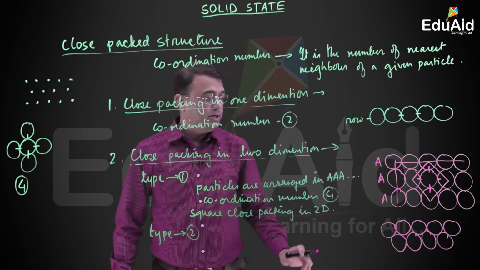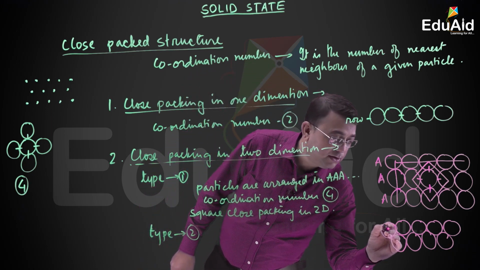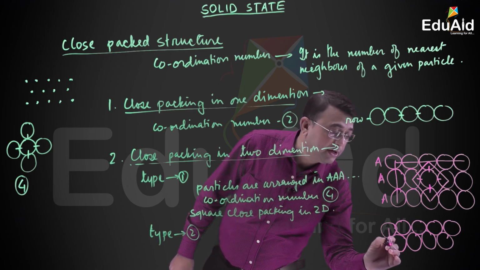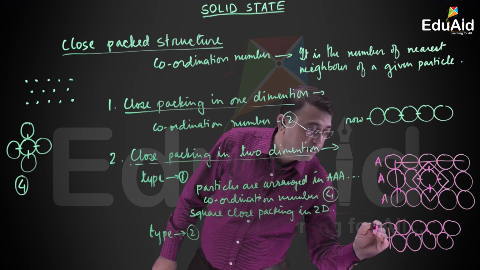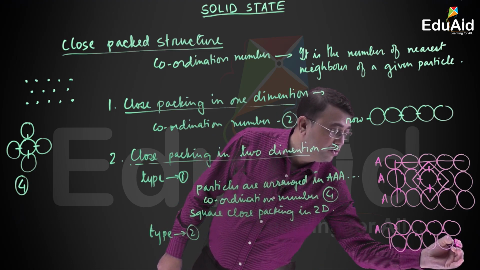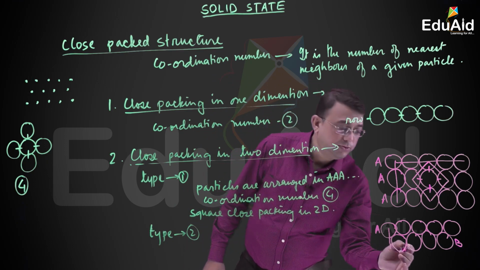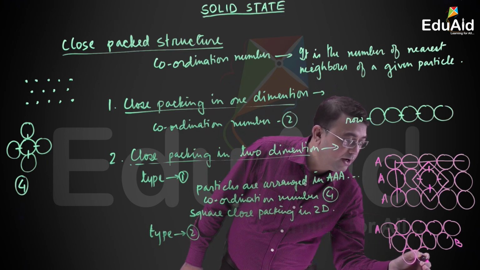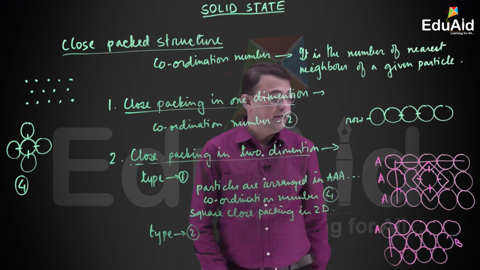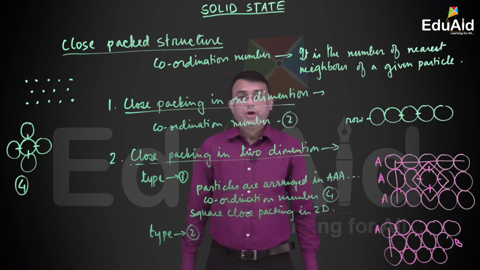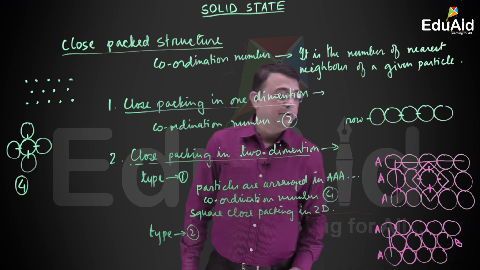Now when the next row is placed at the depression of the first row, you'll find that the particles of the first row are not aligned with the particles of the second row. So if you take the first as row A, then obviously this will be row B. Again we put the third row, and you'll find that the third row is again aligned with row A. So particles are arranged in AB type pattern.